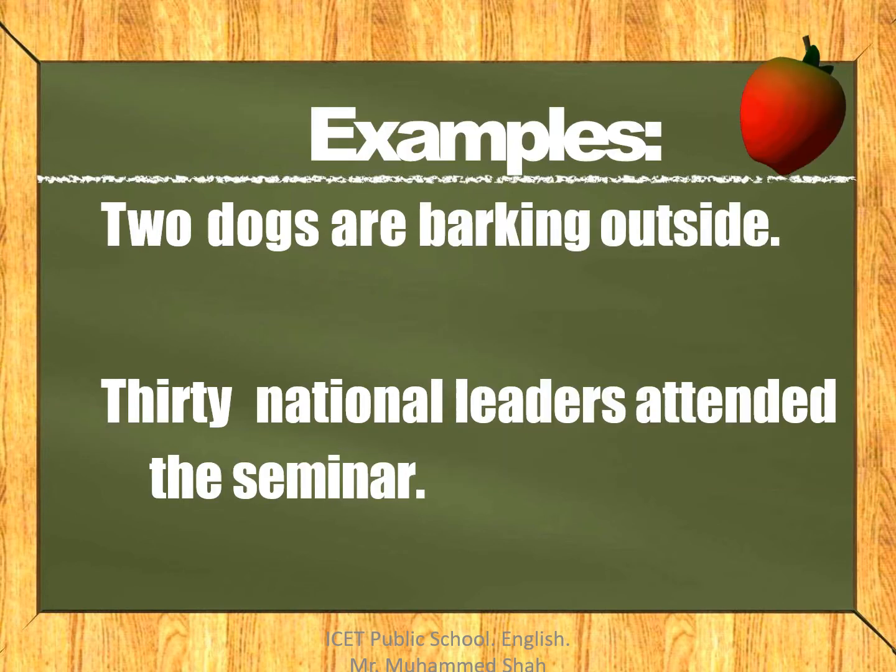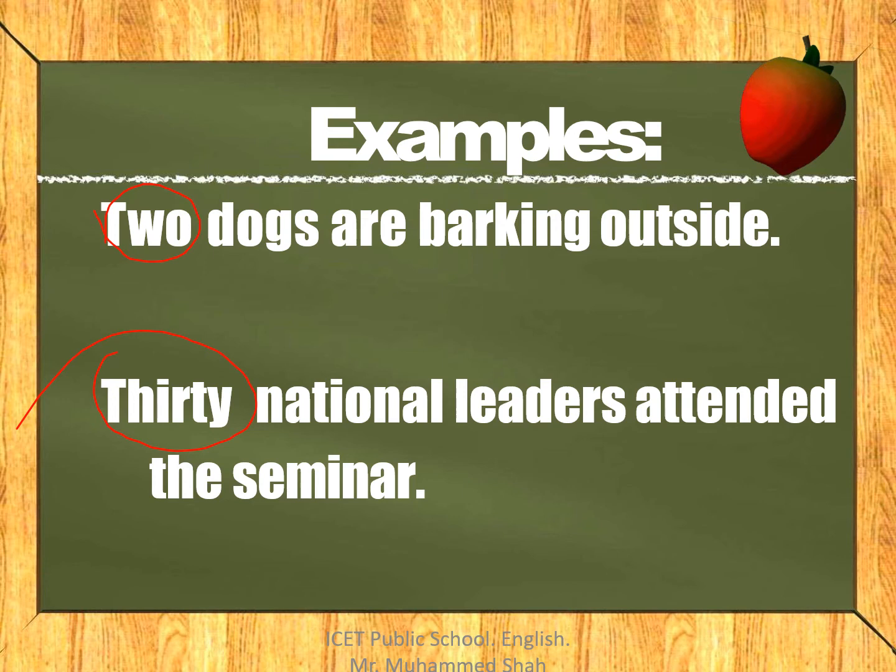Examples: two dogs. Two dogs are barking outside. So the word two is a cardinal number, a determiner. Thirty national leaders attended. The word 30 is a determiner. So this is the way. Any number, even in place of 30, if it is 20 or 15, that cardinal number is also a determiner.